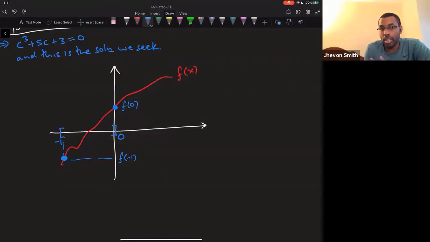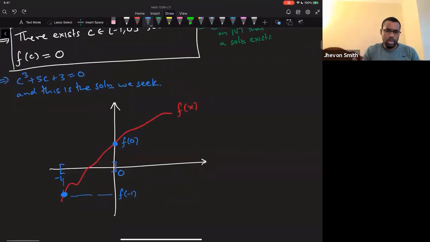There must be a point in between -1 and 0 where the function crosses the x-axis, because there's no way to go from a negative number to a positive number in a continuous fashion without actually crossing the x-axis. We know it's because of the intermediate value theorem. So that's what happens. And this is what the C would be here.